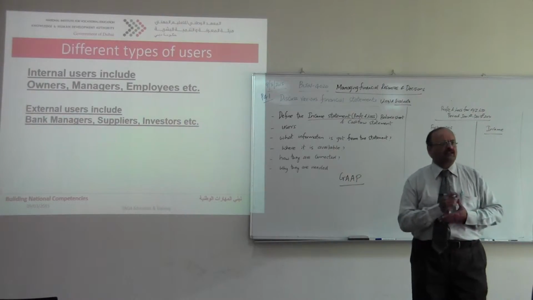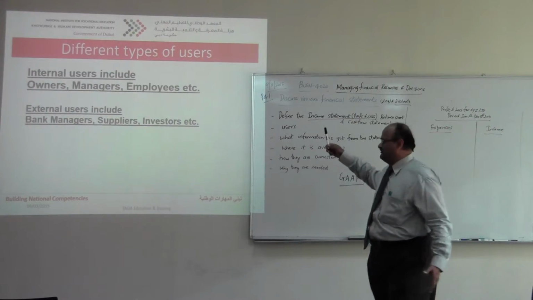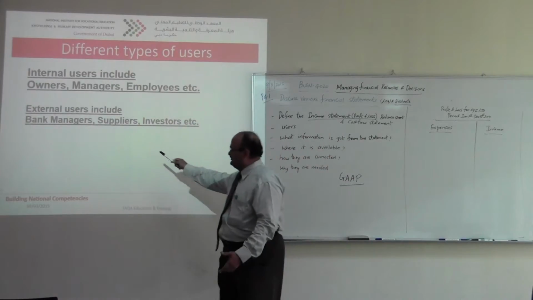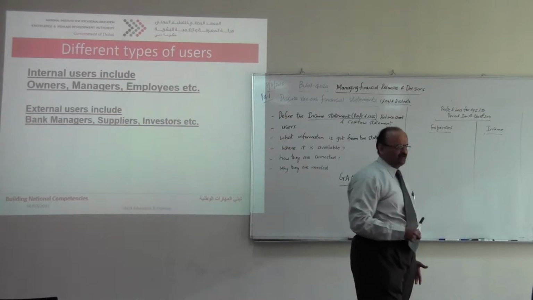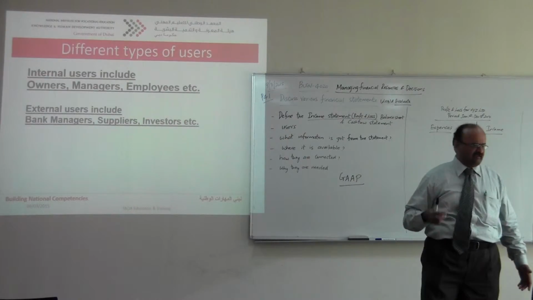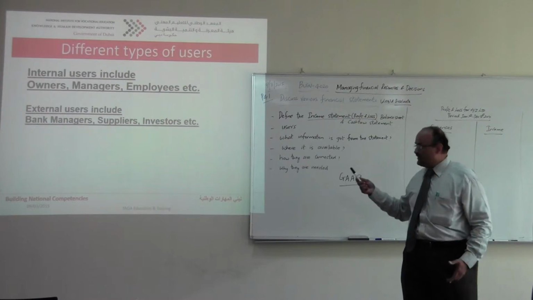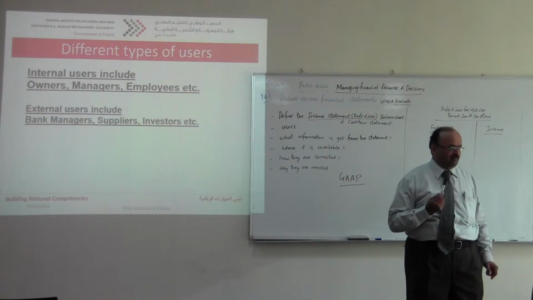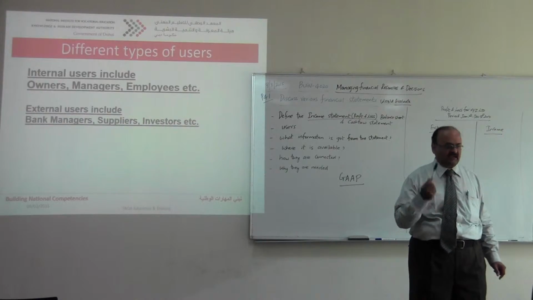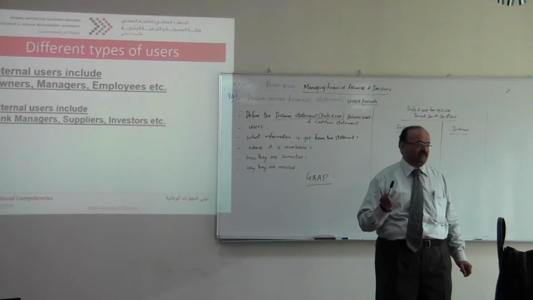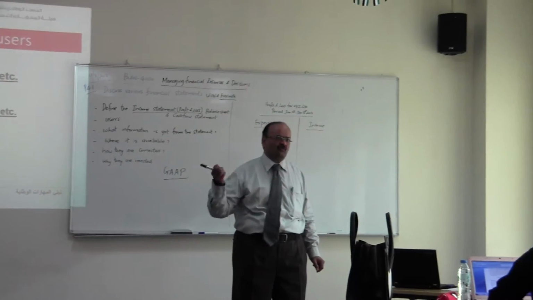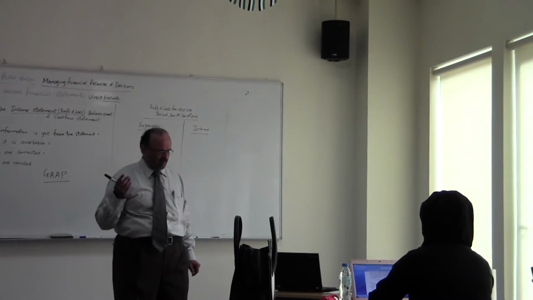A supplier would like to know whether your business is making profit or loss so that he can give you credit. For example, let's say he gives material to you on credit, 30 days, 60 days. If it's a loss-making company, he may not give you credit and will say cash. You take discount, but give me cash, because I don't know whether tomorrow you will be able to pay me or not.